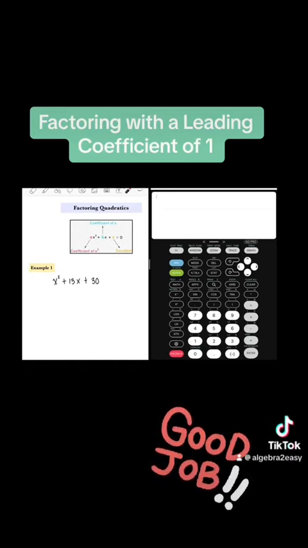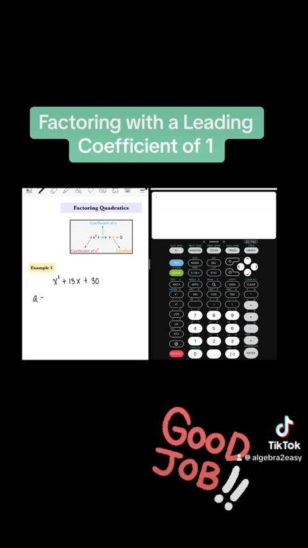Today we're going to factor quadratics when we have a leading coefficient of 1. So our first example, we have x squared plus 13x plus 30. As you can see in the example above, we have three values, a, b, and c. A is the coefficient of x squared, b is the coefficient of x, and c is our constant. And what we're going to do is use these three values to figure out how to factor.